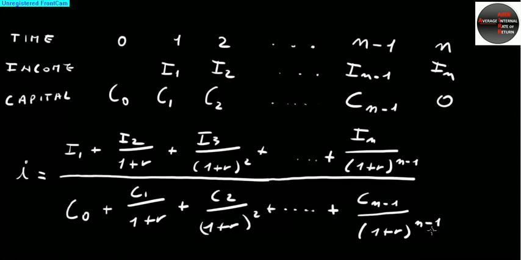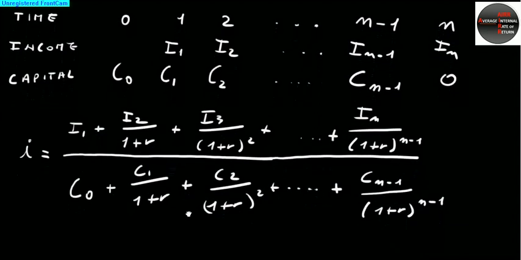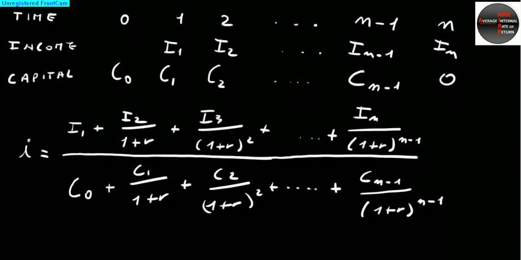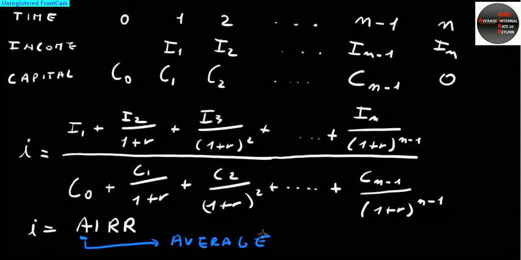So we have total return divided by total capital, and this is an average rate of return. We can call it average internal rate of return with the acronym AIRR, where A means average. Now that this is an average rate of return should be clear from the ratio of total return to total capital.